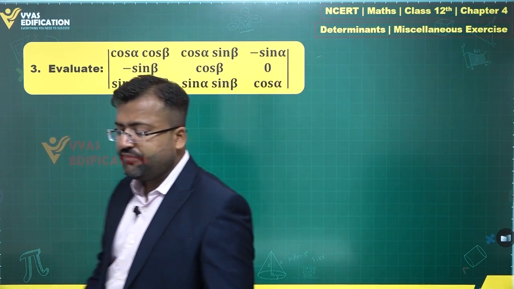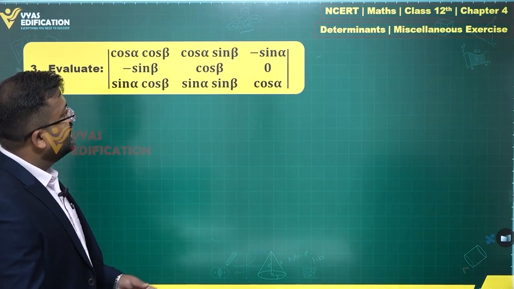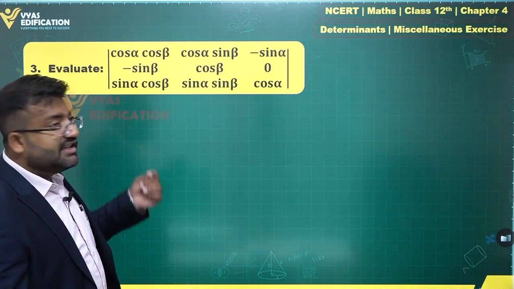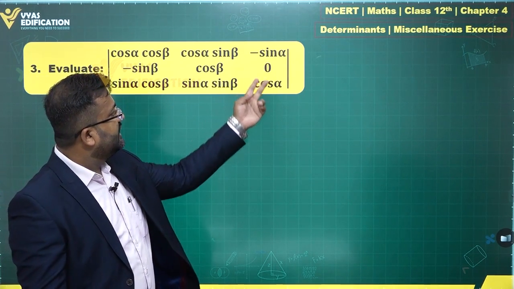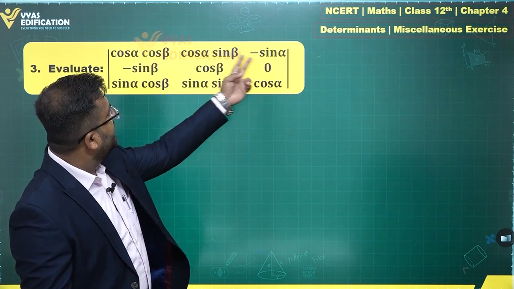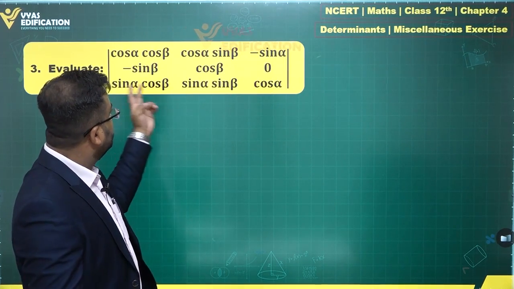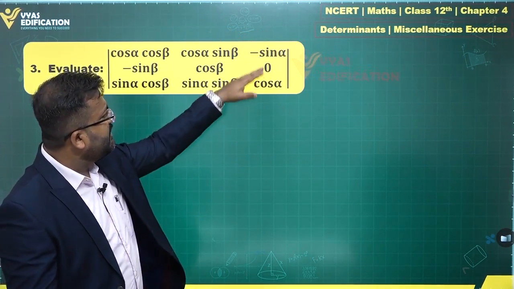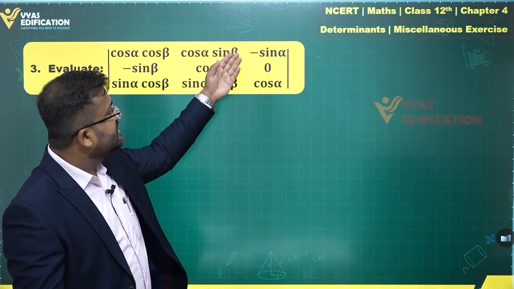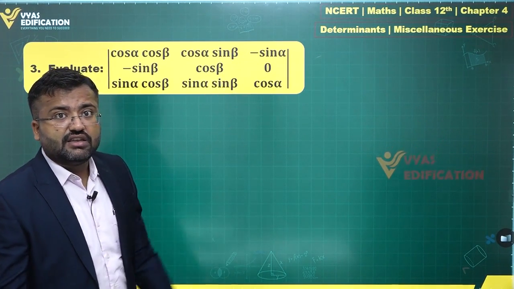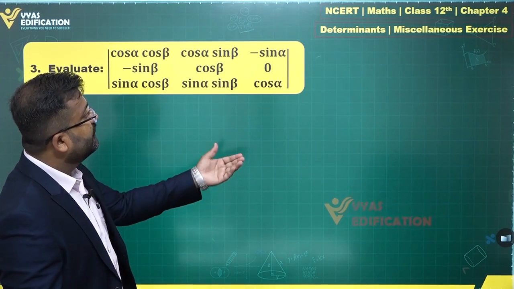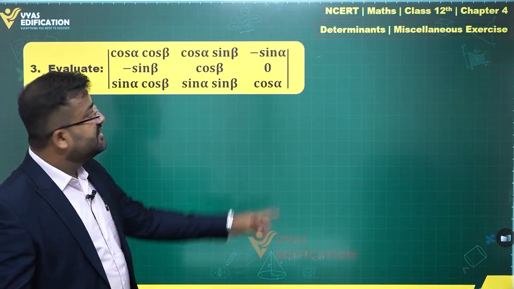Let's use that idea. Another idea could have been to create another 0 somehow. There's a sin alpha over here, there's a cos alpha over here. Let's try to multiply this one by cos alpha, this one by sin alpha, and then maybe add them together. That is, R1 can be replaced with R1 plus R3. And in that case, if you replace that, you'll get a 0 over here as well.